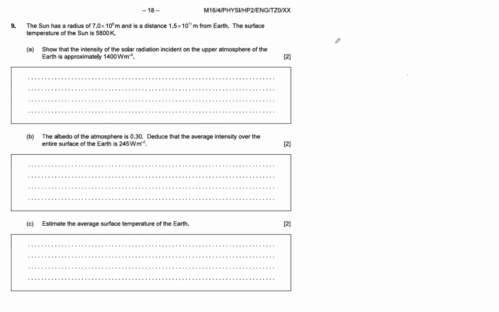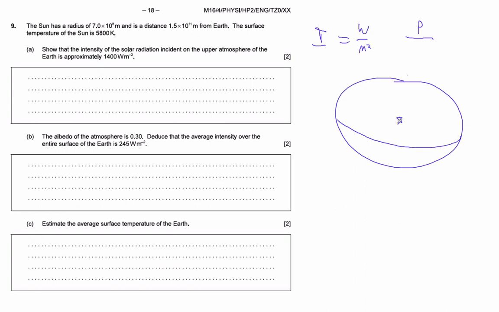What we're going to do here is figure out the power output of the sun, right? So the intensity is watts per square meter, which means it's total power output divided by the area over which it's spread, right? If we're standing some distance from the sun, the intensity is going to be the power output divided by the area, which is 4 pi r squared, the area of the surface of a sphere.